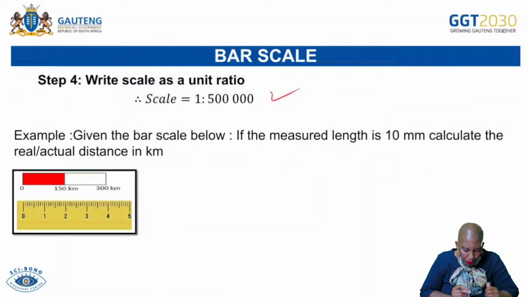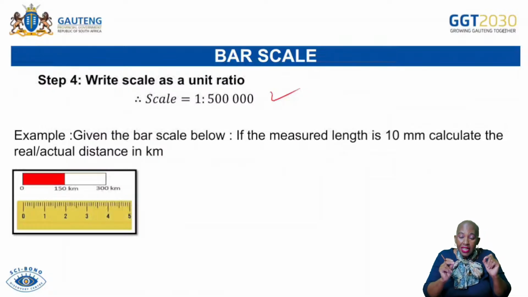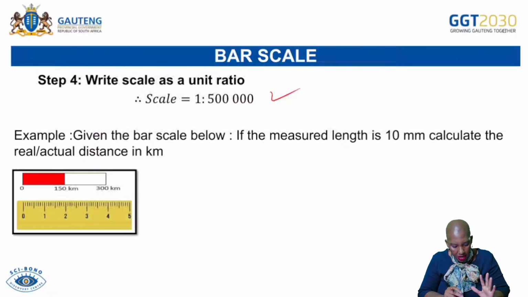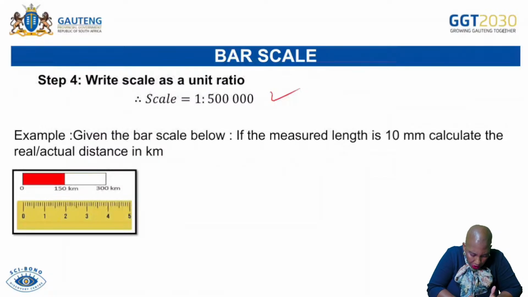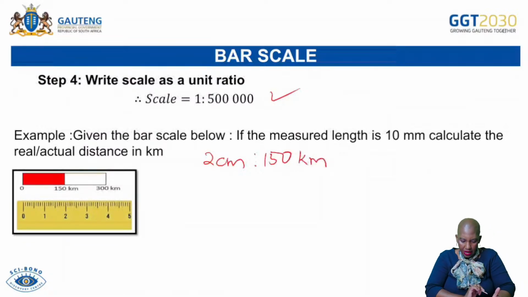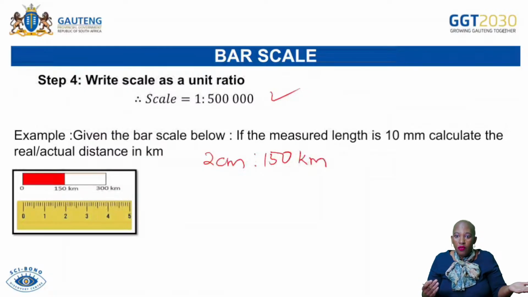They say, example, given the bar scale below, if the measured length is 10 millimeters, it means they have measured 10 millimeters. Calculate the real or the actual distance in kilometers. Now we are given the bar scale. With our bar scale, let's quickly have a look. It says 2 centimeters is equal to what now? 150 kilometers. And there's another way of doing it.